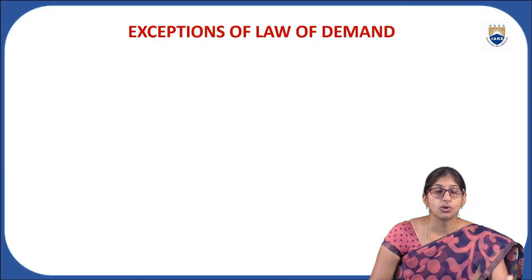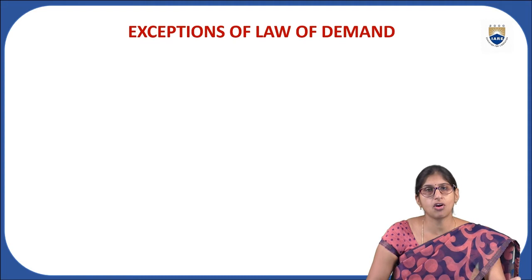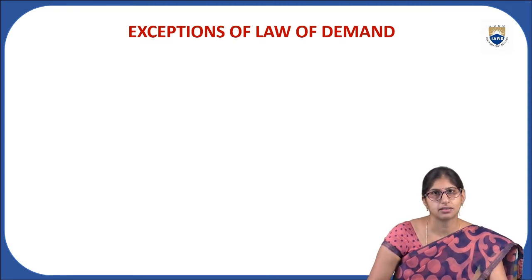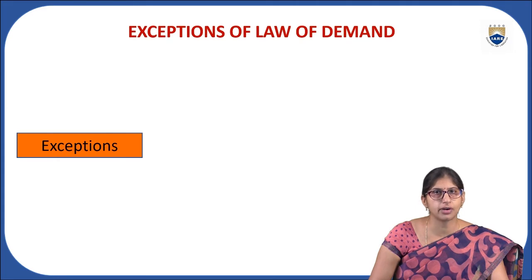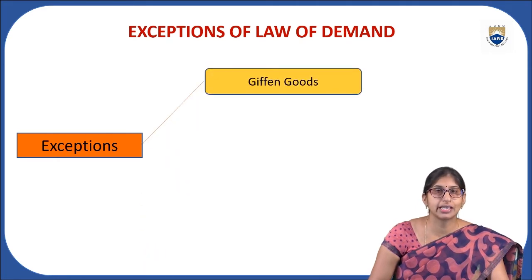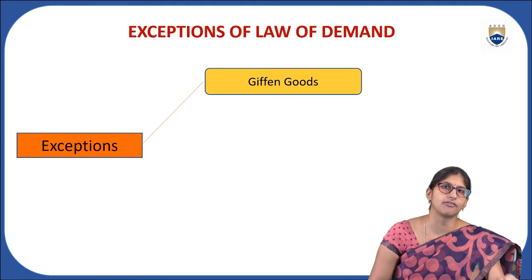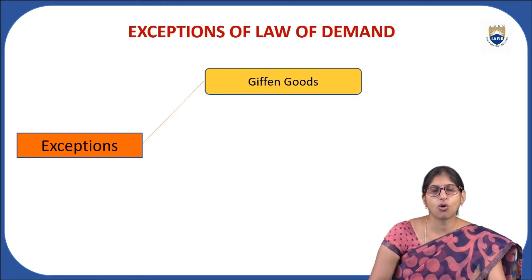Now coming to the exceptions of the law of demand. The assumption of the law of demand is ceteris paribus, which means all other determinants of demand are constant. Now we are going to discuss the exceptions. We have different exceptions of the law of demand. The very first one is Giffen goods. We also call this the Giffen paradox.